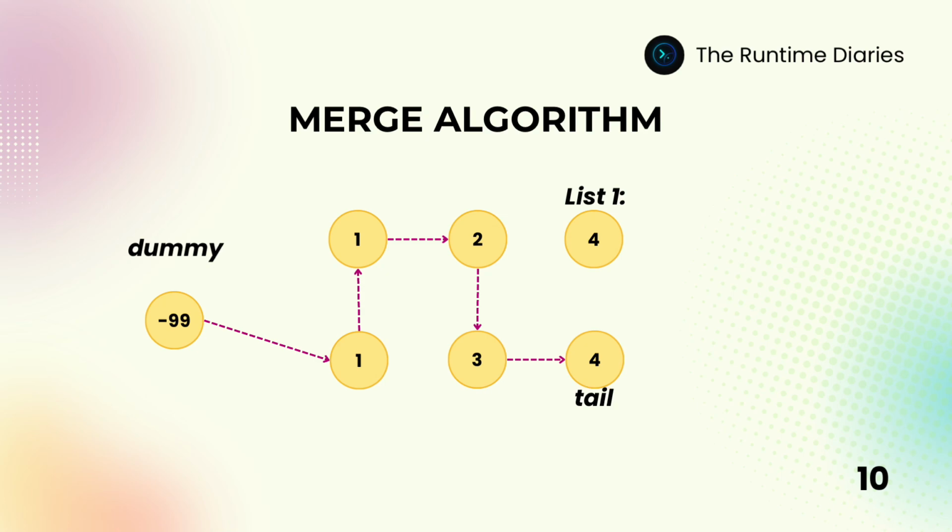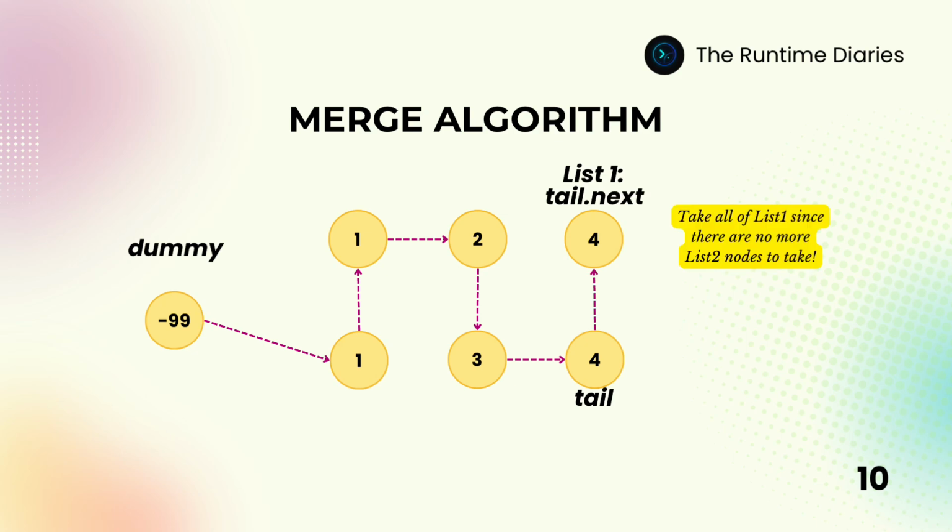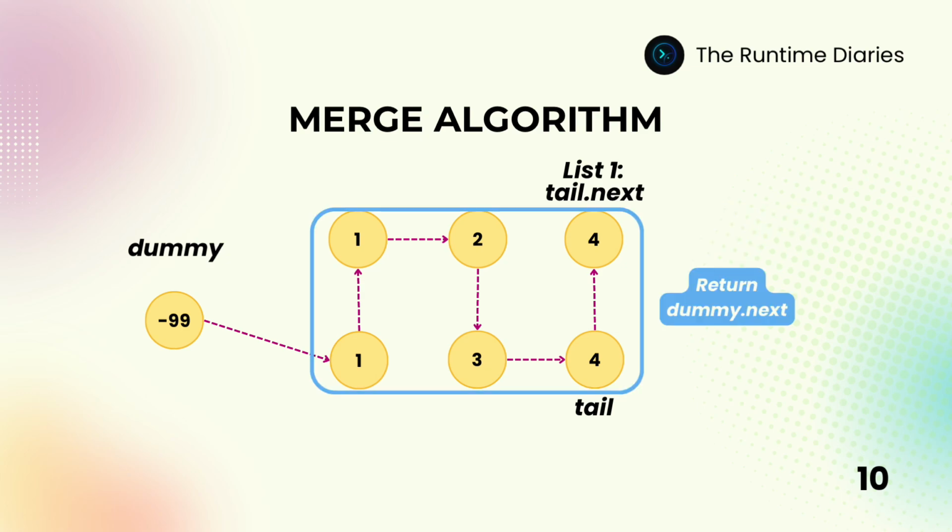Eventually, one of the lists will become empty. When that happens, the while loop exits. At that point, attach whatever list still has nodes to tail.next. If list 1 still has nodes, attach list 1. If list 2 still has nodes, attach list 2. If both are empty, that's fine too. Tail.next will just be null. Finally, return dummy.next, which is the head of the merged list.